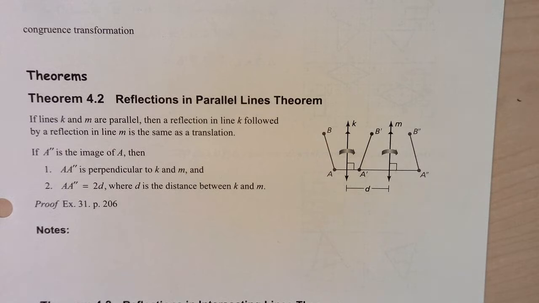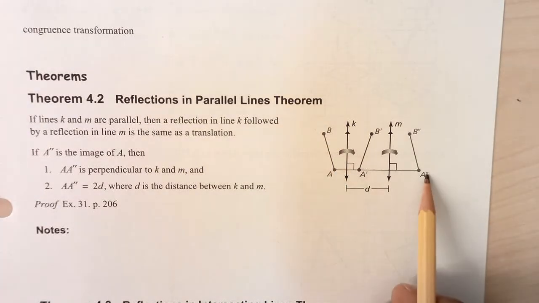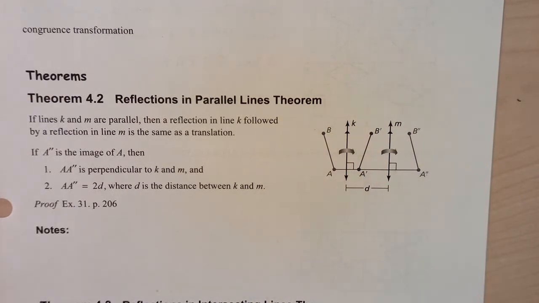So if you're reflecting, whether it's a segment, it could be a polygon as well, over two parallel lines, in this case lines K and M, you're reflecting this segment AB once over line K, and then reflecting the image AB over line M. If you compare segment AB to A double prime, B double prime, you could notice that you could just translate segment AB to end up with A double prime, B double prime. So that's basically what theorem 4.2 states.